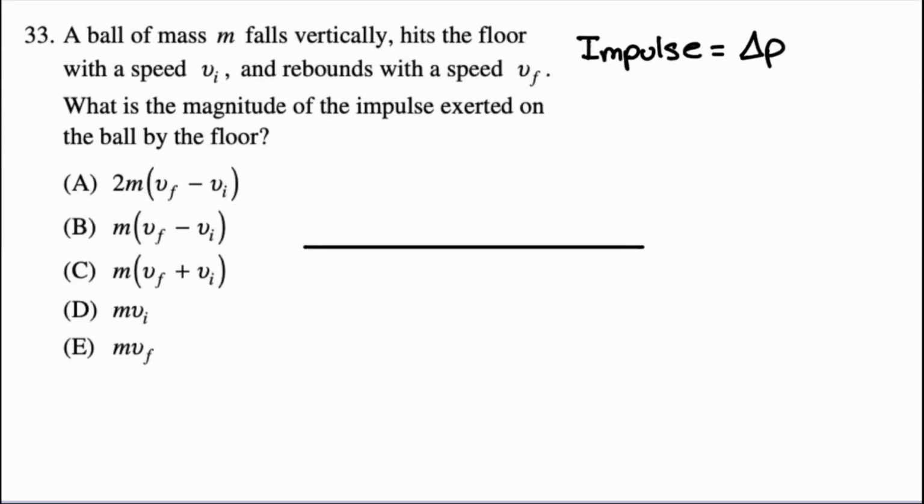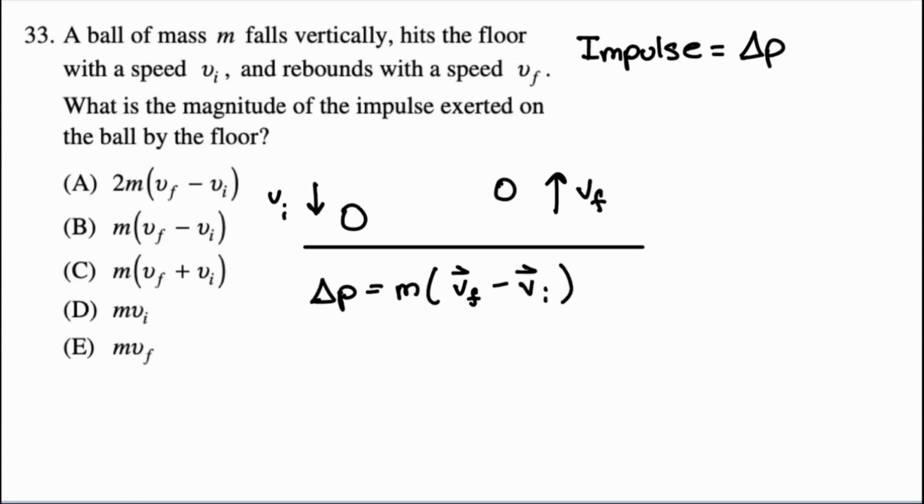I'm going to draw out this diagram. This is going to be our ball. Its initial speed is vi, and then it rebounds with speed vf. So delta p is equal to m times the final velocity vector minus the initial velocity vector. This seems like it aligns with answer choice B, but we need to look a bit deeper into the direction of the vectors. We need to assign which direction is positive and which is negative. I'll say that up is positive and that down is negative.